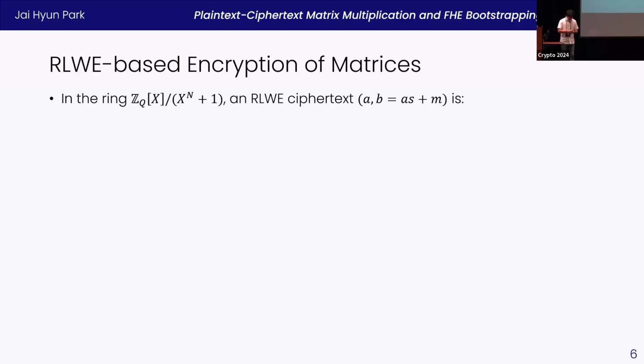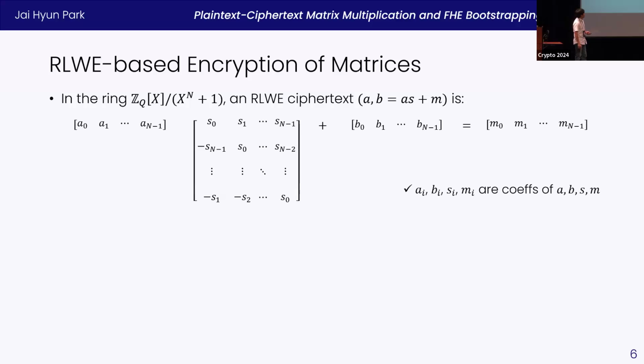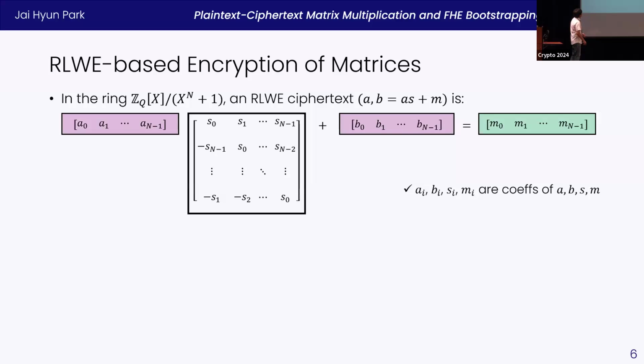Okay, so in the CKKS scheme, we usually consider some cyclotomic ring like this, and a ciphertext has the form (A, B), where B equals AS plus M. S is the secret key, and M is the encoded message. And you can simply check entry-wise that this ring relation is equivalent to the following linear equation. So there is a structure in the S part. A_i, B_i, S_i and M_i are the coefficients of A, B, S and M respectively. So here you can see the structured linear equation.